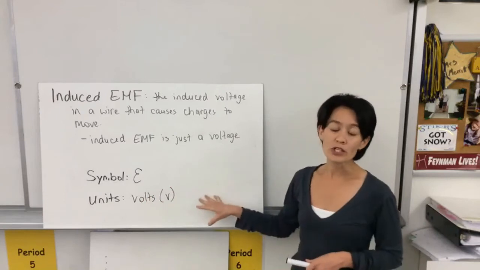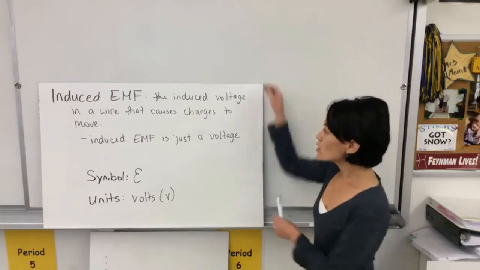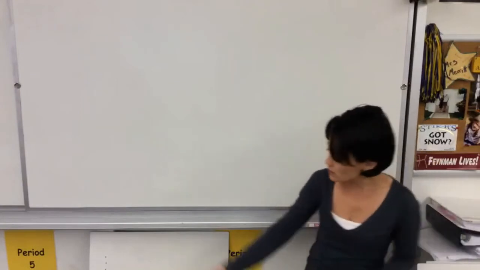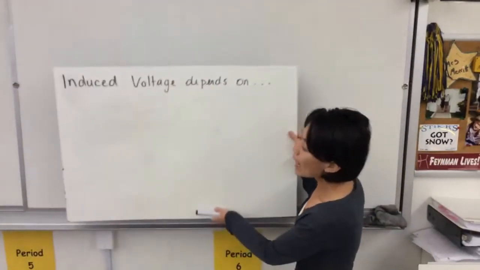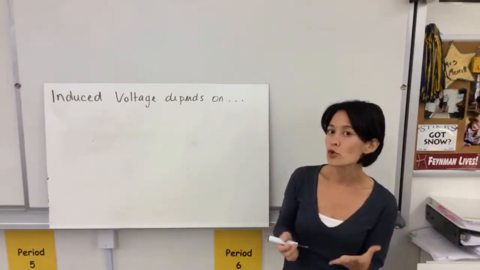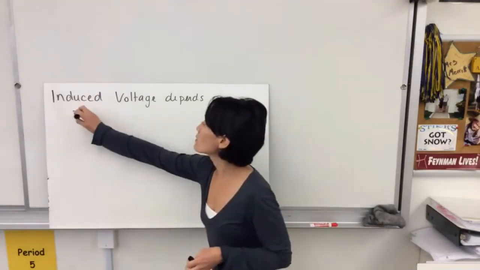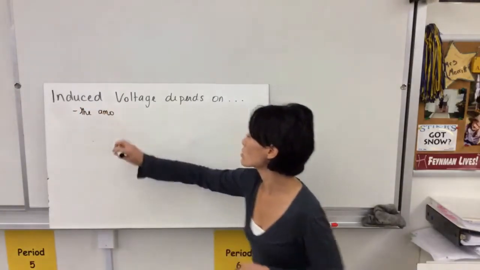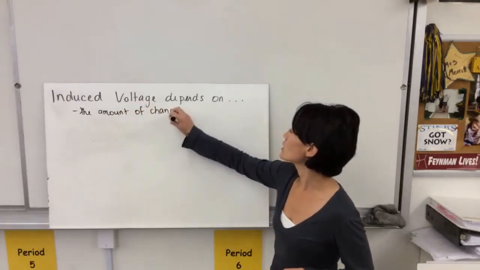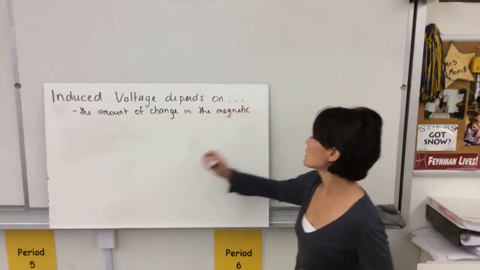We will look at an equation a little bit later, but because we just want to really understand conceptually what's happening here, let's think about what determines how much voltage I have. What determines how many charges are going to actually get to move when I have this relative motion? It depends on the amount of change the magnetic field goes through.